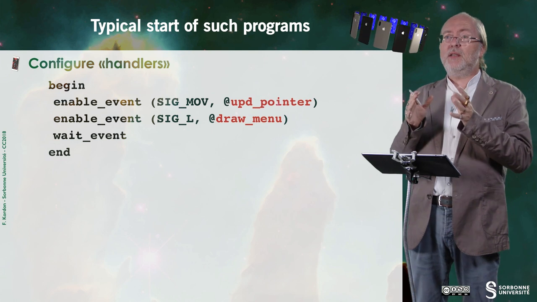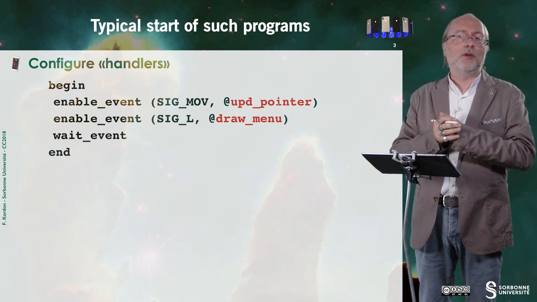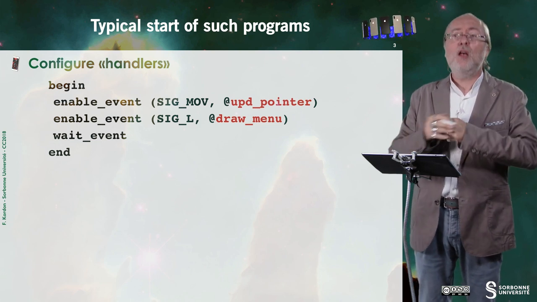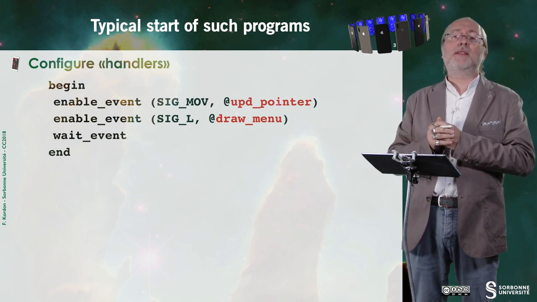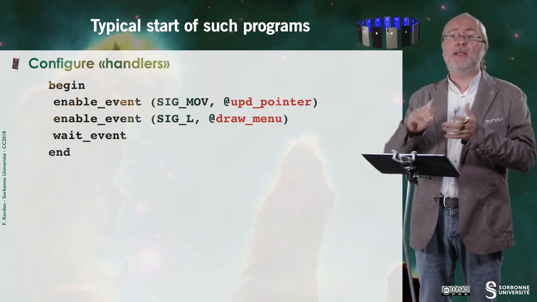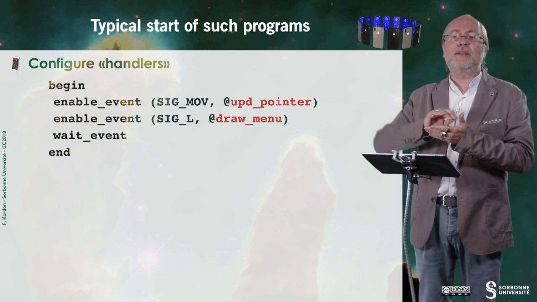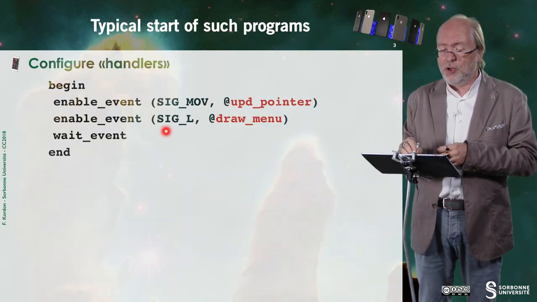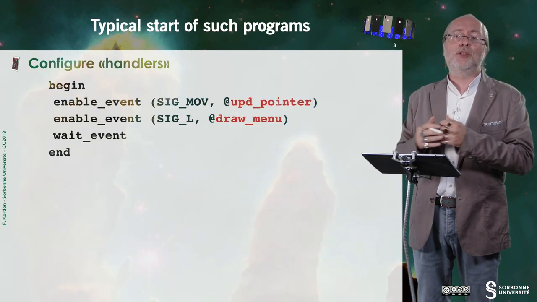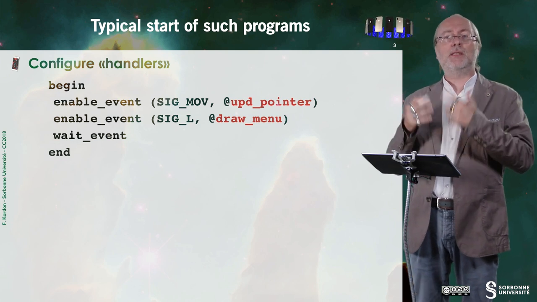So the idea is, when you start such programs, to configure the handlers to point out what you want to be executed when some signal occurs. Here we consider a mouse. There are so far two signals we are interested in. The first one, SIGMOVE, is a signal that occurs every move. Every time you move the mouse, if you have a long movement, it will occur several times. It's not a problem. And you have a second signal, SIGL, that occurs when the left button is pressed.